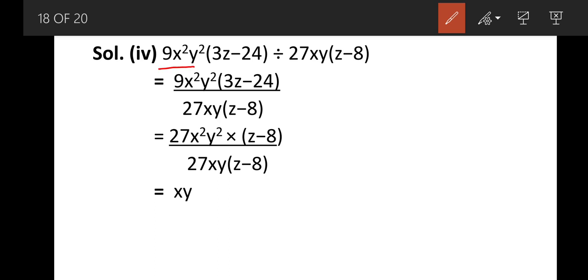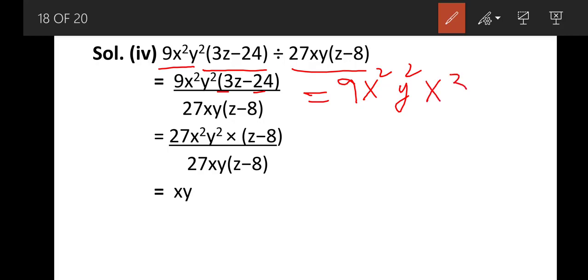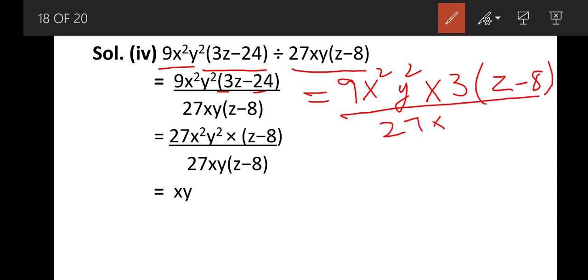It is 9x square y square bracket 3z minus 24 divided by 27xy bracket z minus 8. Now, dear children, if you observe this part carefully, I am writing one more step so that you can understand it in a better way. It will be 9x square y square. What is the common factor of 3 and 24? Can I take 3 outside as the common factor? So into 3 I am taking outside. So what will I be left with? Z minus 8 inside the bracket. Now the leftover part will be divided by 27xy, z minus 8.